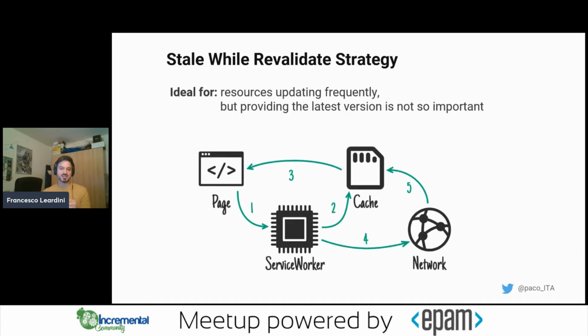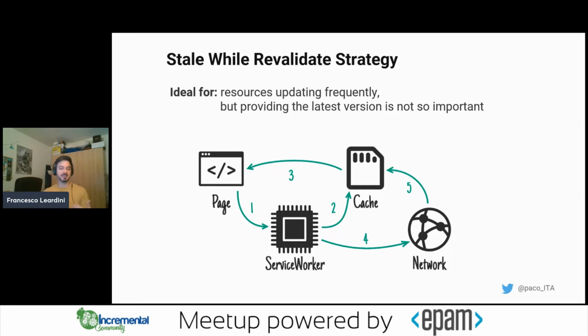With this strategy, once the service worker intercepts the request, we provide the data from the cache. Therefore, we can offer a very fast response. But then, in the meantime, the service worker goes over the network and checks whether there is a more up-to-date version of the requested assets or response. And in that case, if there is a match, a newer version is available, then it downloads and updates the cached version.